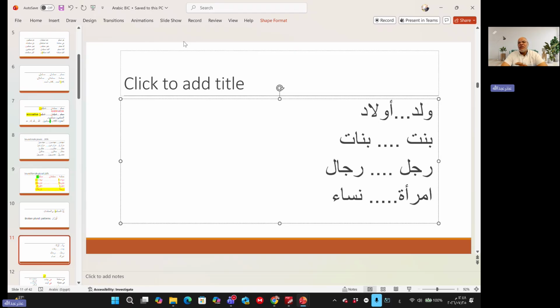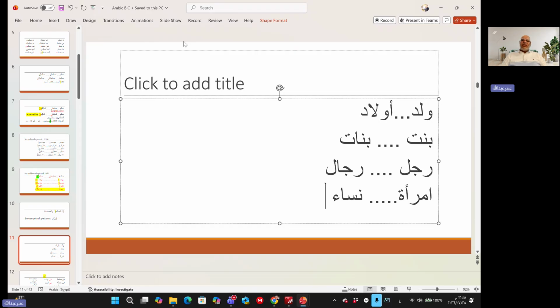So how do we know whether it is a broken plural or not? You start by adding a waw nun or a ya nun, and then you check. Because you are a non-native speaker, you will not know whether this is right or not, so you have to check. Either you check with the dictionary, with AI, or with a native speaker. You say, do you say waladun? No. You say awlad. You will not say waladun.